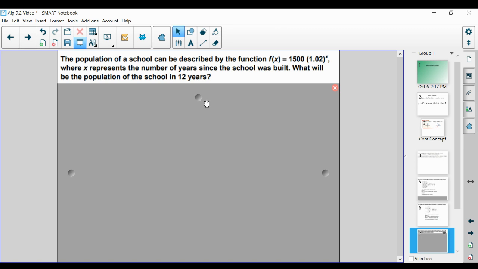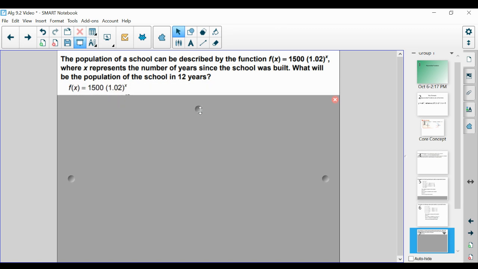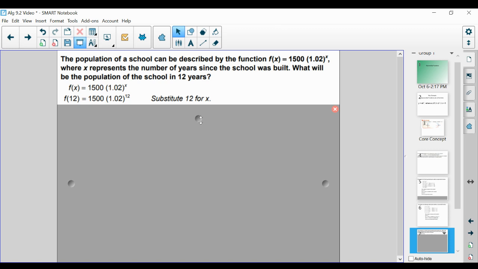Here's a real life scenario. The population of a school can be decreased by the function f of x, or we see that as y, is equal to 1500 times 1.02 raised to the x power, where x represents the number of years since the school was built. What will be the population of the school in 12 years? So we have our given function, 1500 times 1.02 raised to the x power. Well, x represents the number of years since the school was built, and we know we have 12 years.